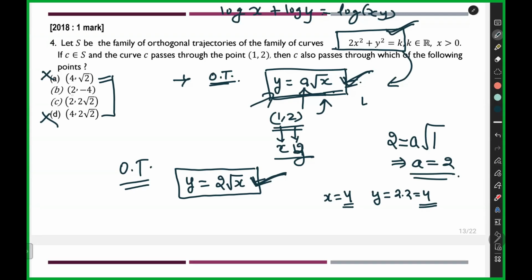Now we have to check for the value of x equals 2. If I put x equals 2, y is taking the value 2 root 2. So this option is neglected and C is the correct option, which also passes through this orthogonal trajectory. So is this question clear to everyone? Yes, sir. Okay, fine.